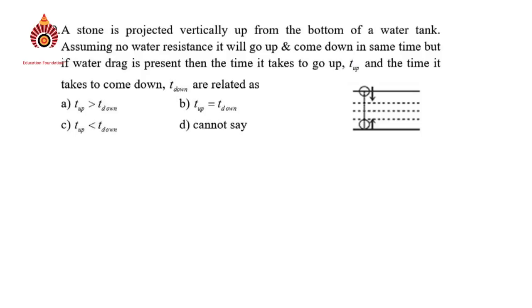Next, question 39. A stone is projected vertically up from the bottom of a water tank. Assuming no water resistance, it will go up and come down in the same time. But if the water drag is present, then the time it takes to go up, T up, and the time it takes to come down, T down, is related as.